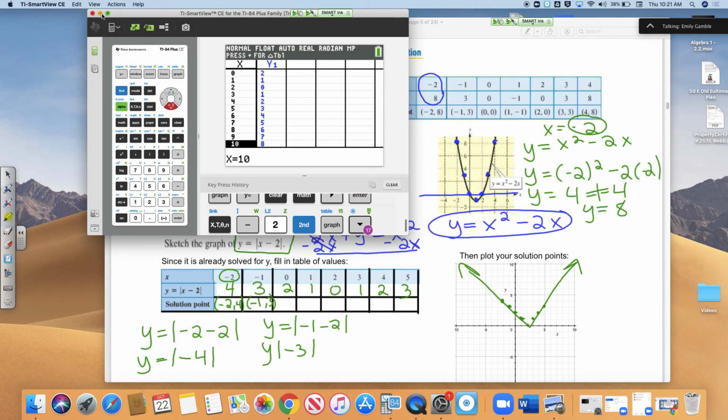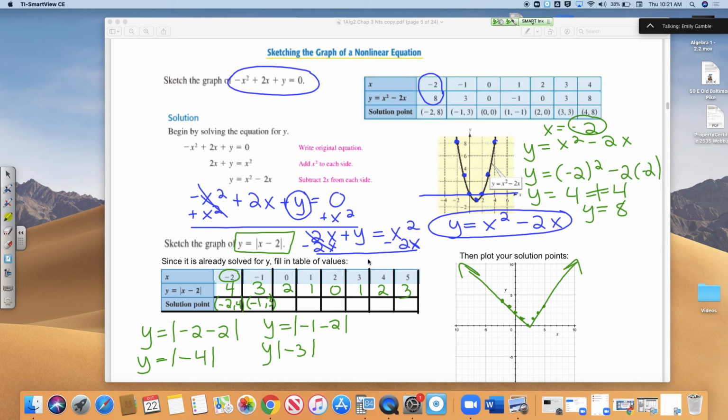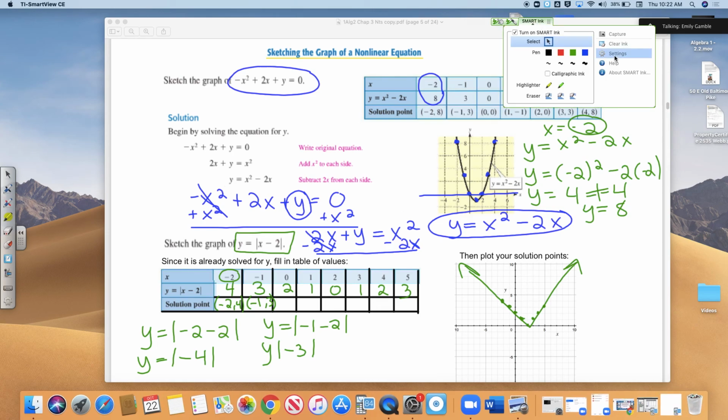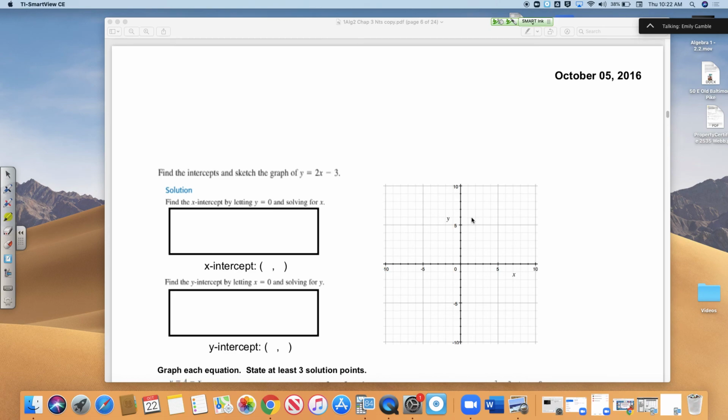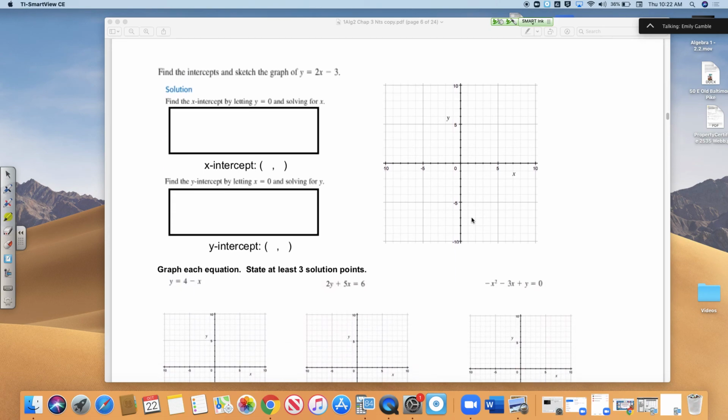All right, moving on to the next section of this is finding x and y intercepts. So this is actually something you did in Algebra 1. You might forget how to do this. And this can be done by hand, and this can also be done with the calculator. Let me show you how you would find this by hand.